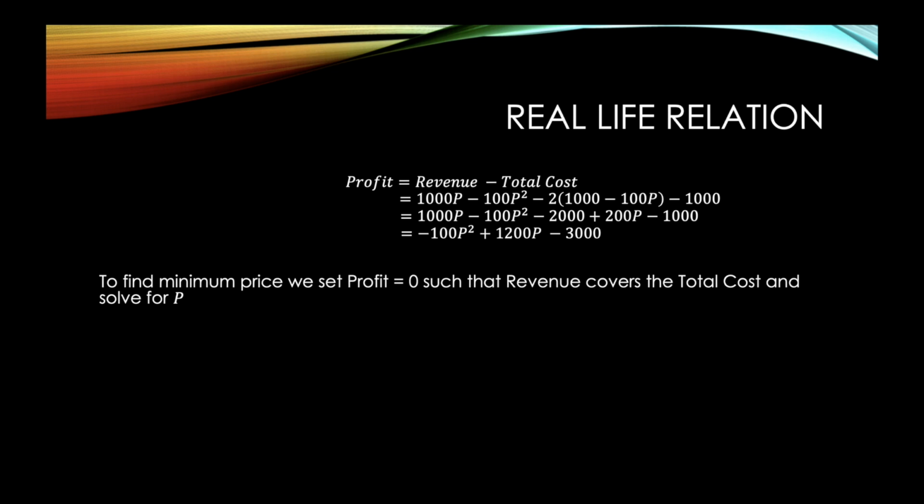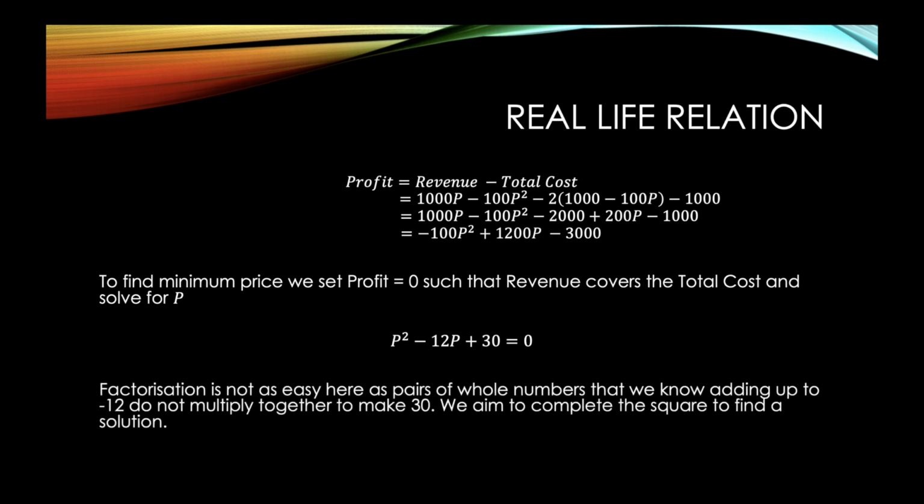First, you set profit equal to 0 and divide the above equation by minus 100 on both sides. We now have P squared minus 12P plus 30 is equal to 0. Now, by inspecting this, you can see it looks quite difficult to factorize. Trying to find two integers that multiply to make 30 and sum to negative 12 is quite difficult. So that means we need to aim for completing the square to find a solution.